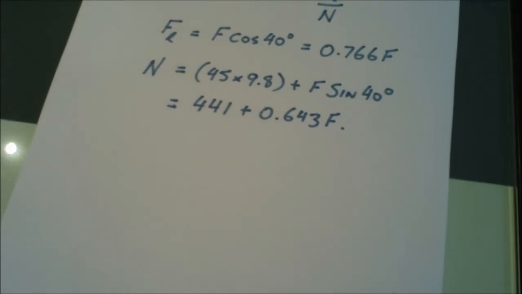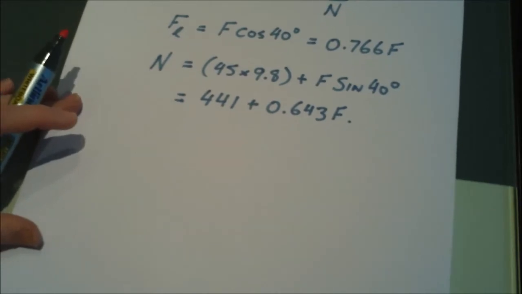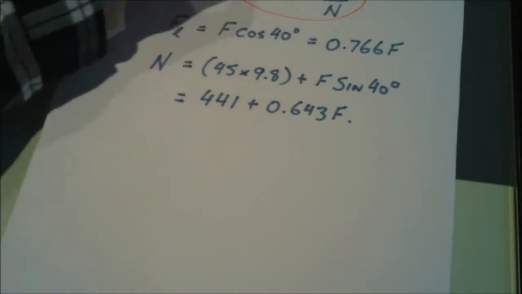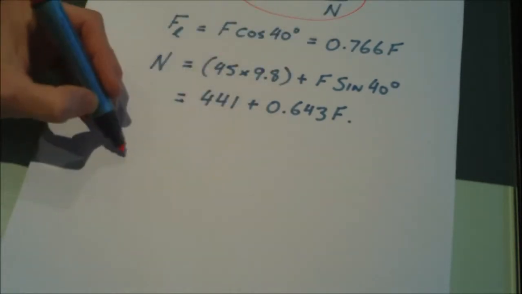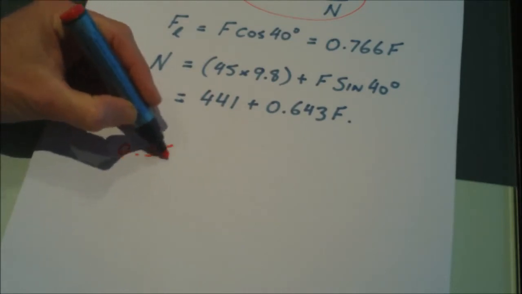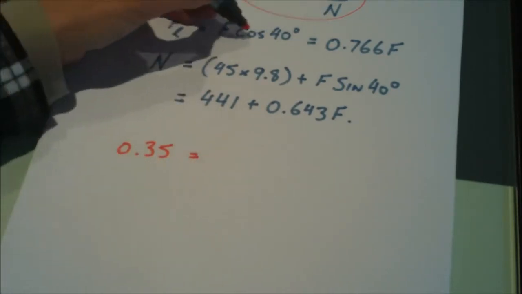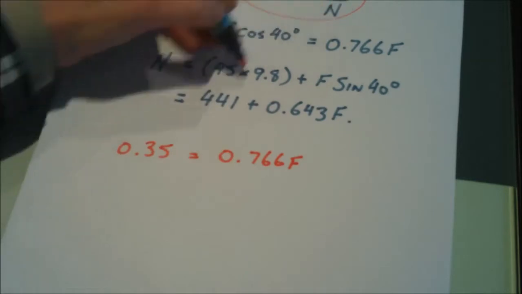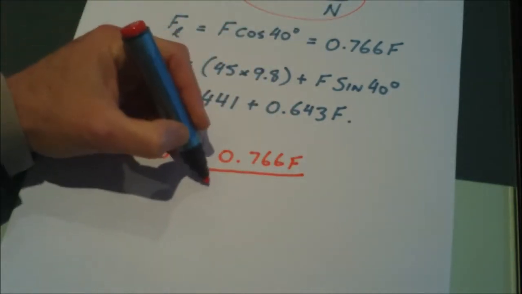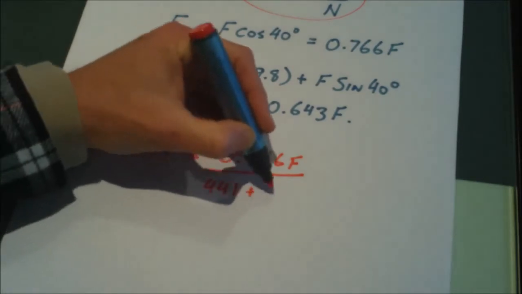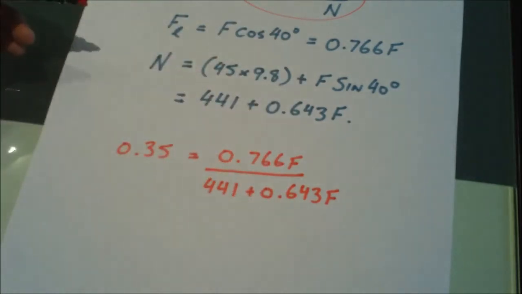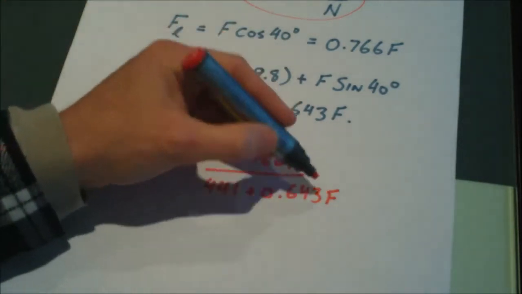So now what we do, and I'm going to walk you through this because I noticed in class that some of the students had a little bit of difficulty with just the manipulation of the maths. It's not that terribly difficult. So if we go back to this formula here, so that's our condition, and these are the pieces of information. If we put those in, we've got 0.35 is equal to, in this case we're going to put in F L, which is 0.766 F, and that's all on top of the normal. And this time the normal is 441 plus 0.643 F. Now we've got to do some math to get rid of that and get F to be the subject somewhere in the equation.